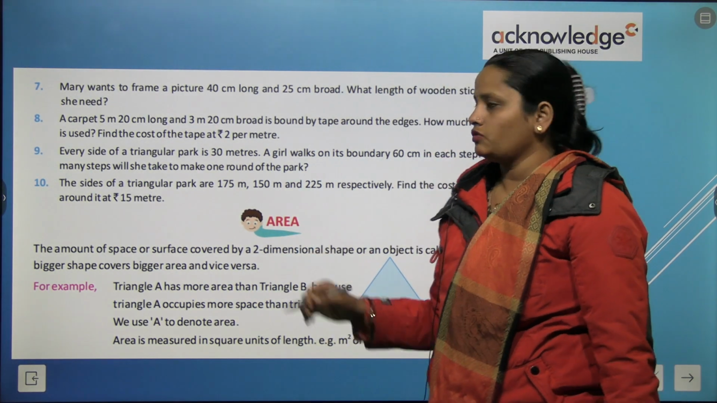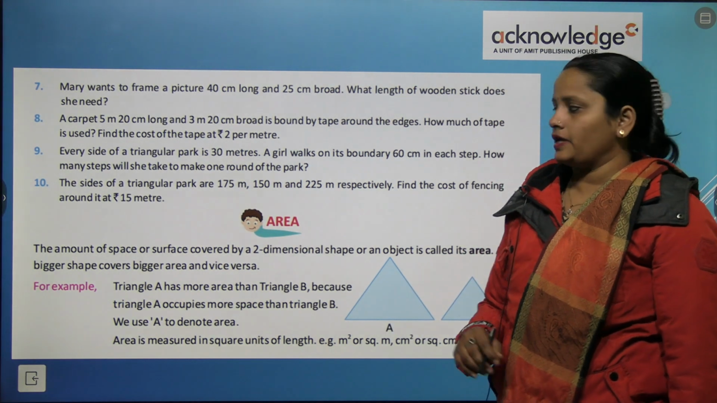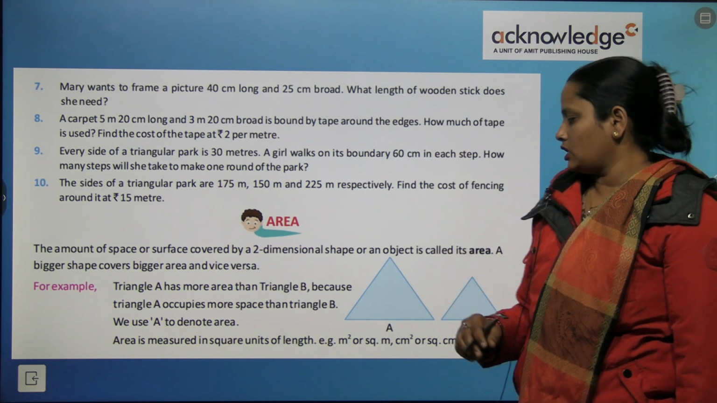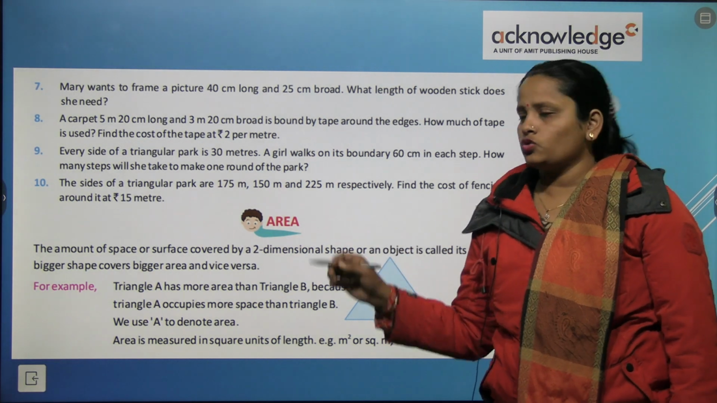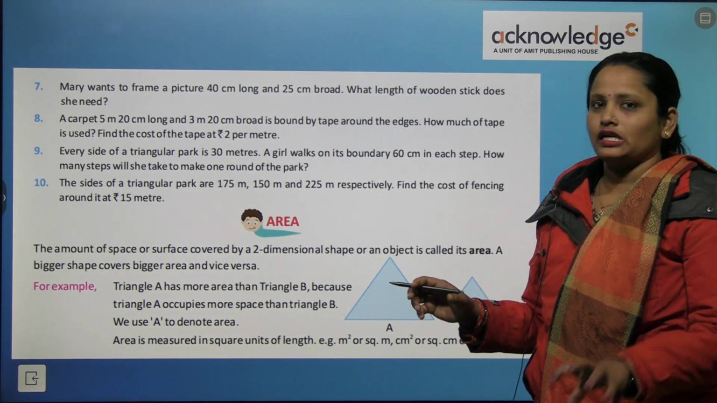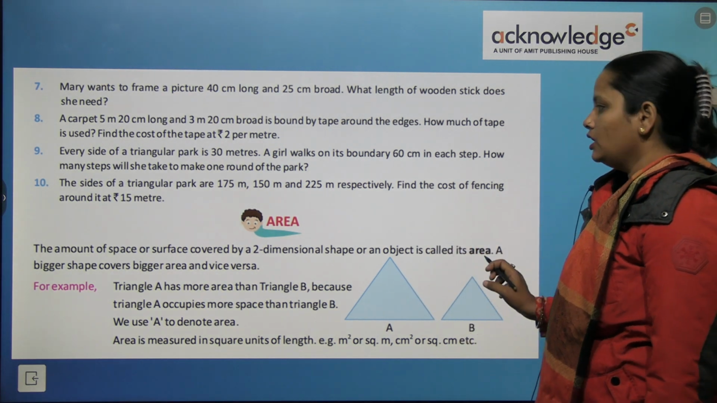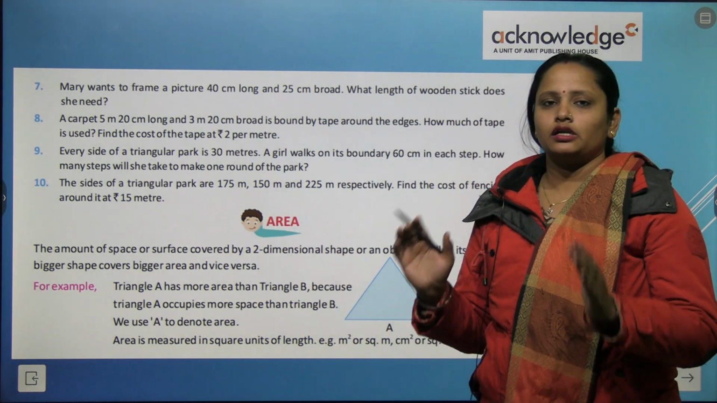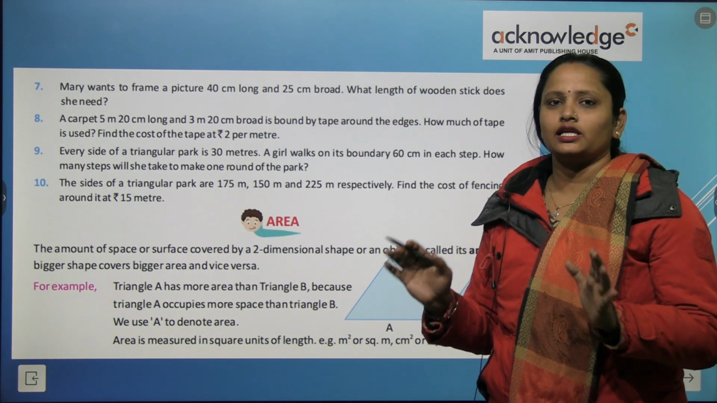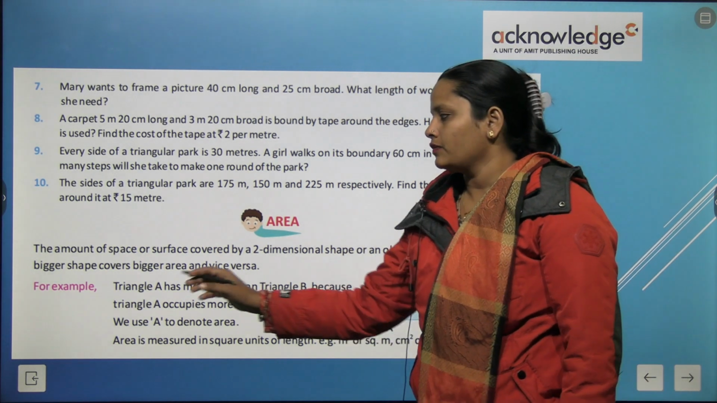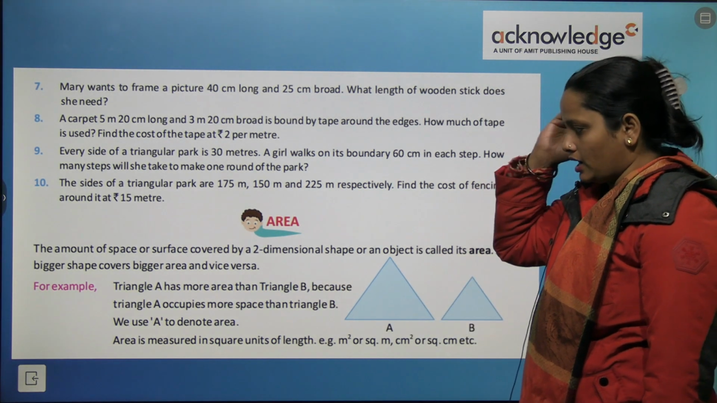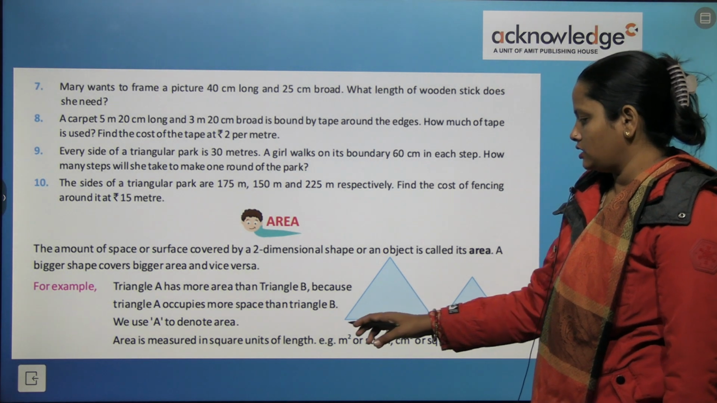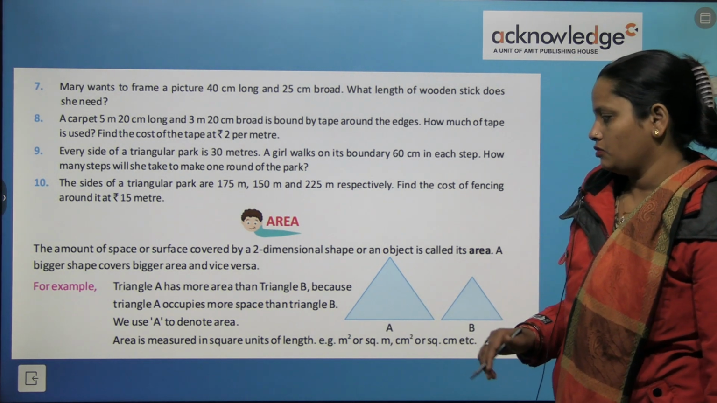Now let's learn what is area. The amount of space or surface covered by a two-dimensional shape or an object is called its area. So ये जो two-dimensional shapes हैं ये जितनी भी जगह लेते हैं उसे ही हम area कहते हैं. Now a bigger space covers bigger area and vice versa. So अगर एक बड़ी चीज होगी तो ज्यादा एरिया लेगी, स्मॉल चीज है तो वो कम एरिया लेगी. For example, triangle A has more area than triangle B. So यहाँ triangle A इसने ज्यादा एरिया कवर किया triangle B के मुकाबले.